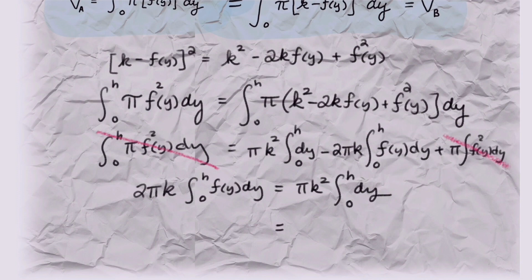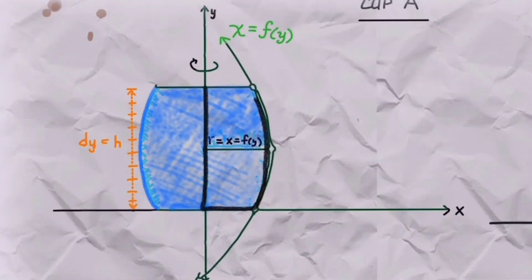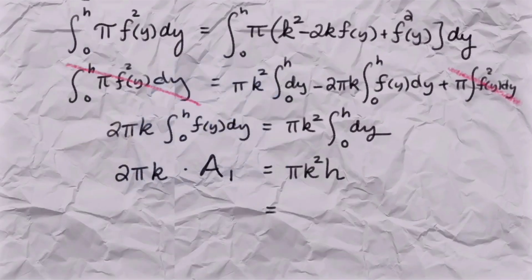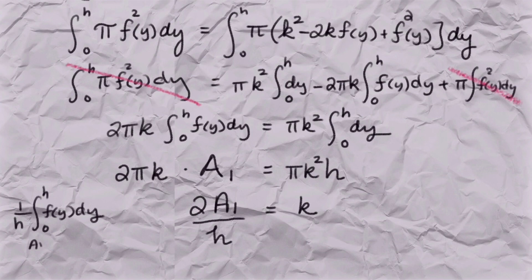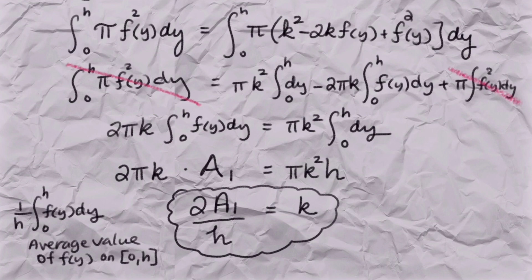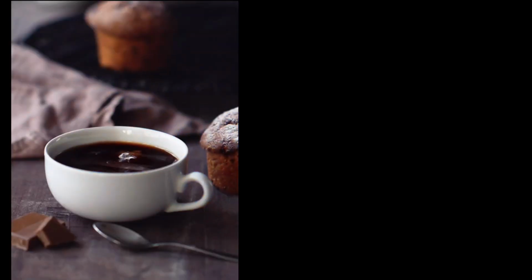What we discover is that by solving for k in this integral and using A1 to represent the area that is being revolved around the axis, k is equal to 2 times that area divided by h. And that area divided by h is the average value of f of y on that interval from 0 to h. So k is twice that value, and that will make both volumes equal.